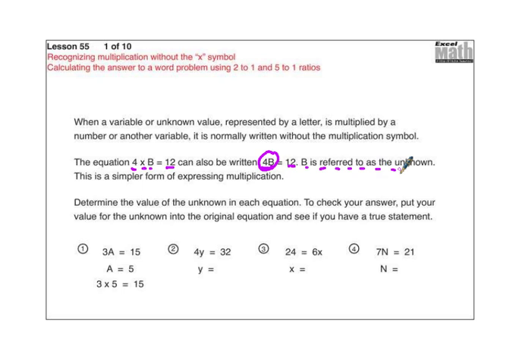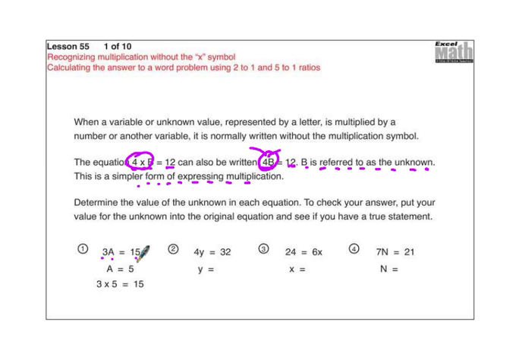B is referred to as the unknown. That letter right there is the unknown number. This is a simpler form of expressing multiplication. It's easier to write 4b than it is to write 4 times b. Determine the value of the unknown in each equation. To check your answer, put your value for the unknown into the original equation and see if you have a true statement. Let's take a look at how they did number 1 here.